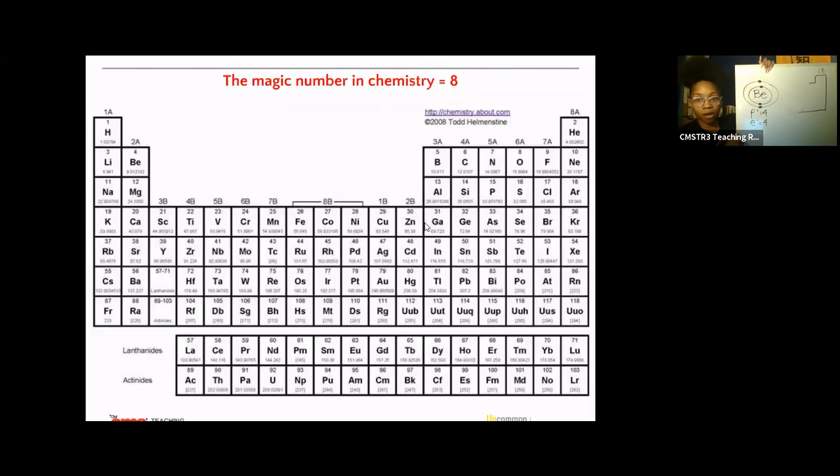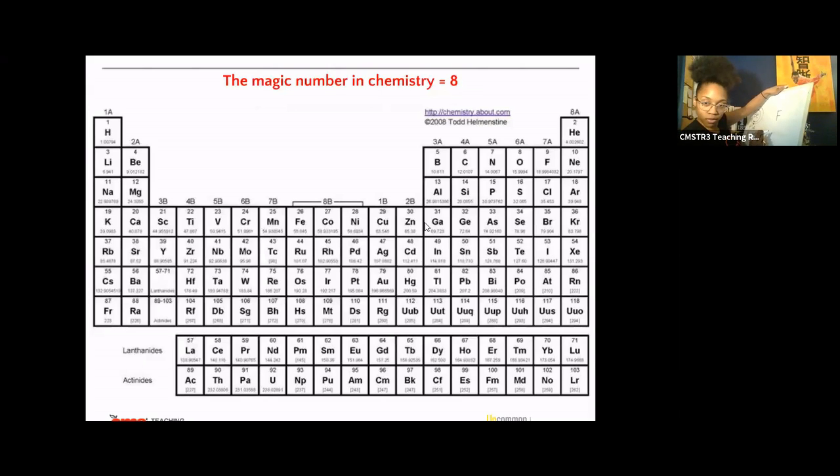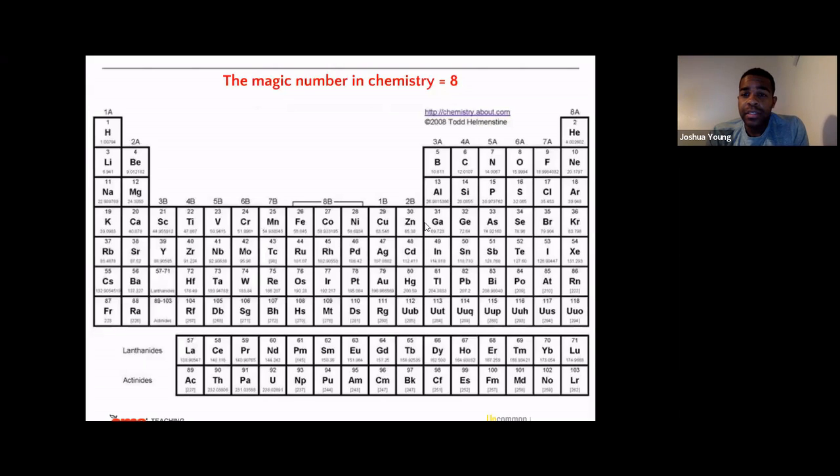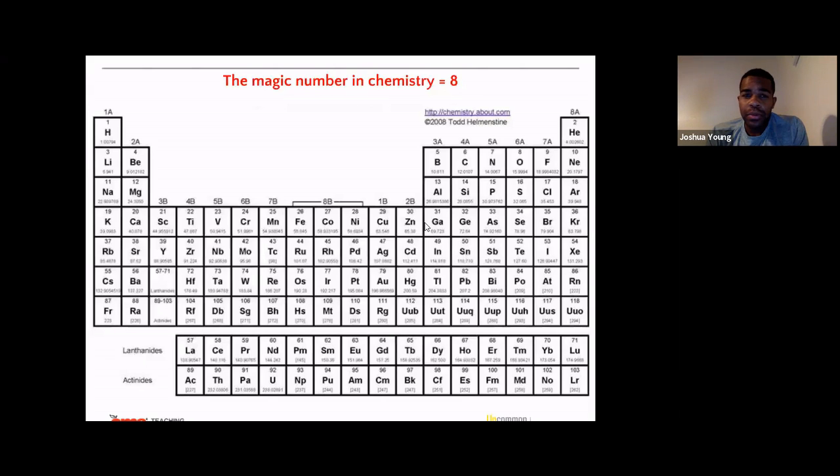So same example, let's do fluorine. What number is fluorine on the periodic table? 9. Fluorine's number 9. What period is it in? That would be halogen, it's in the halogen family. Remember, period is its row, though. So what period is it in? It's in 2.